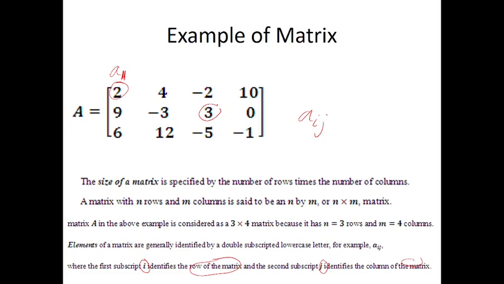If I have here 3, it's located in the second row, third column. So i here is 2, j here is 3. Second row, third column. I have 12, whose location is at the third row and second column. So that is the interpretation.